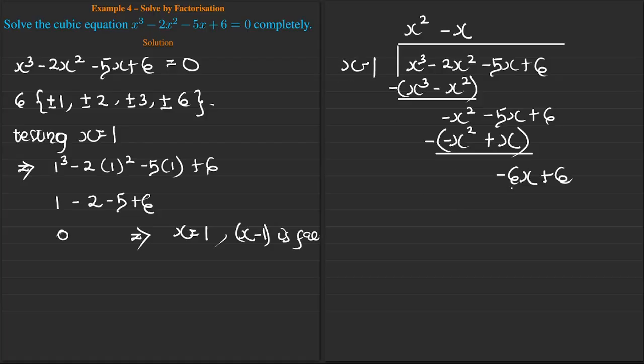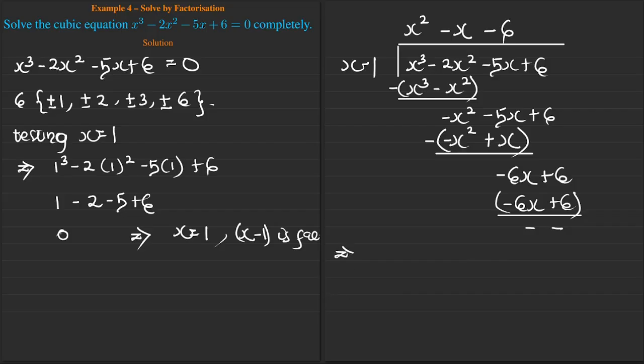Hence, x divides negative 6x, negative 6. Then x times negative 6 gives us a negative 6x. Then negative 1 times negative 6 gives us a positive 6. If you subtract, you get nothing in return.